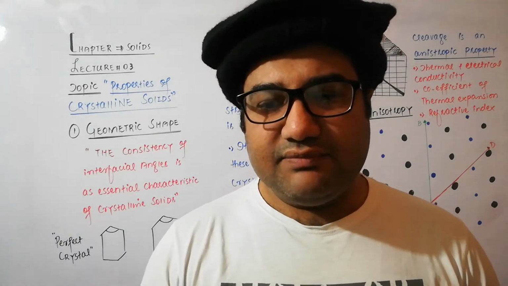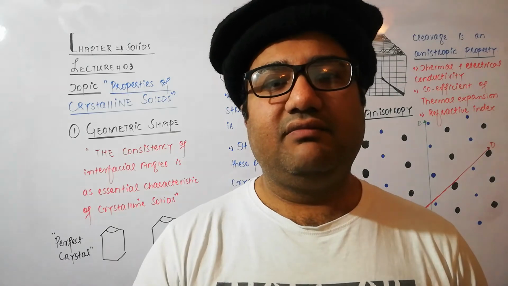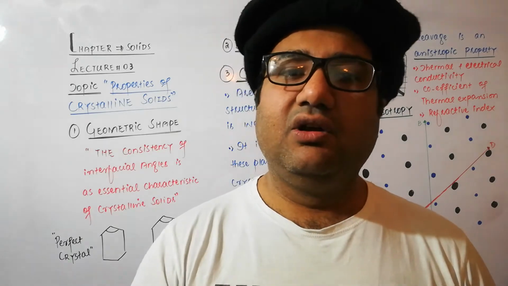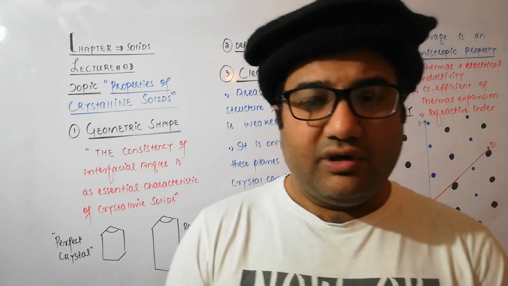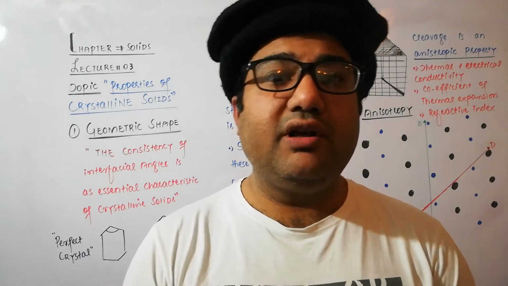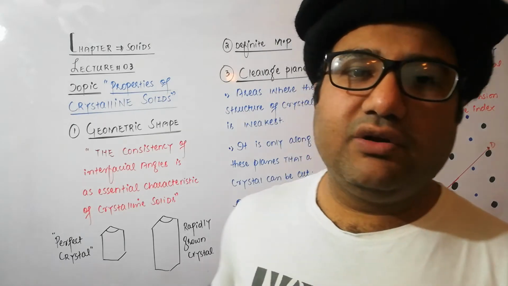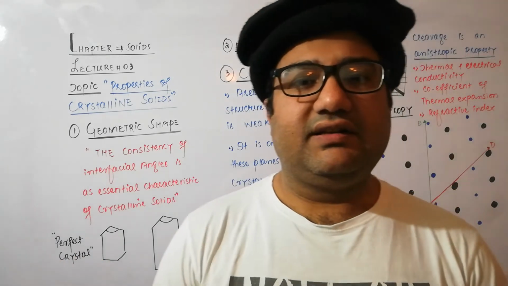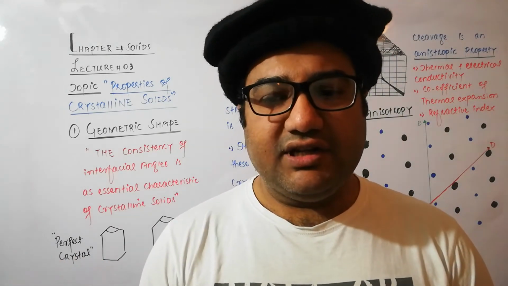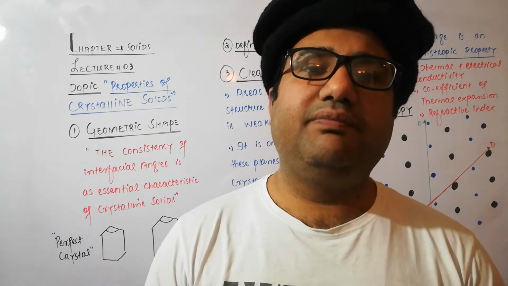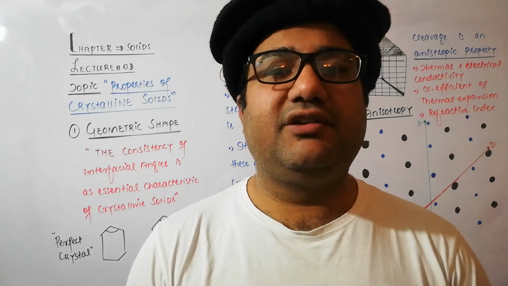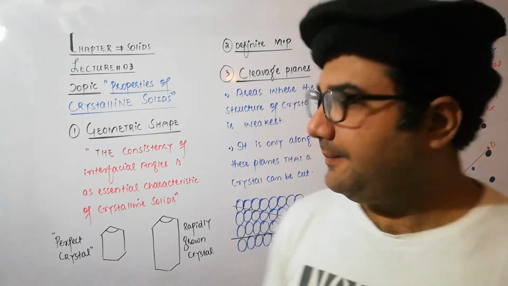Now these angles may vary from solid to solid, but in the case of a particular solid, all interfacial angles remain the same. Even if you grind a crystalline solid to powder form, there will be no difference in the interfacial angles. Every crystalline solid has a definite geometric shape that remains the same.